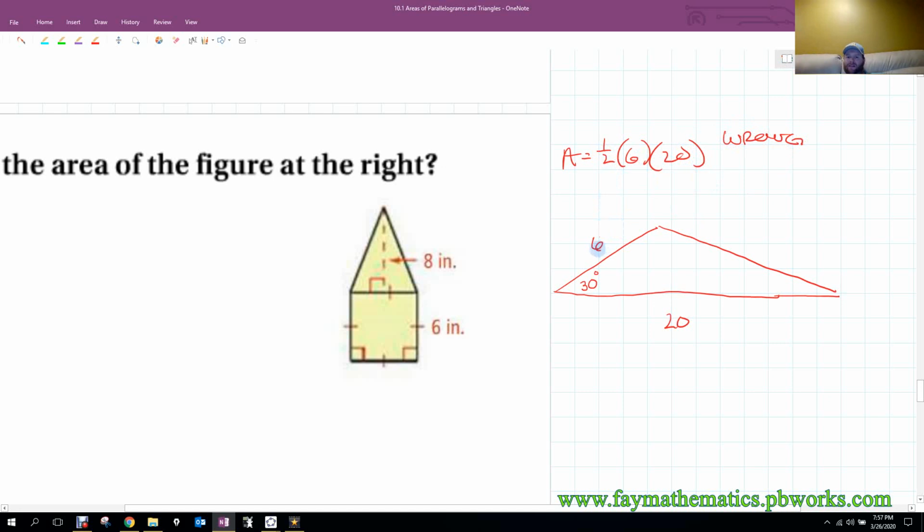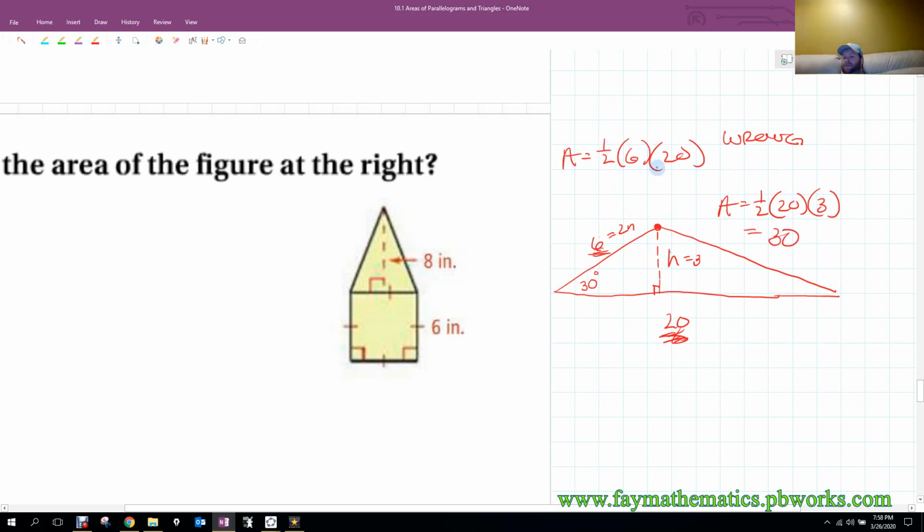Because neither the 6 nor the 20 is an H. An H, remember, is an altitude, so it goes from a vertex perpendicular to the opposite side. That distance there is going to be shorter than that 6, and it's going to be less than that 20. So that's my H. And if you remember anything about special right triangles, which we should because we're going to use it a lot, that H ends up being 3 in this case. So the area of this triangle would actually be 1/2 your base of 20, because that's the side that the altitude is drawn to, and then the H, which is 3. So it's going to be 30.